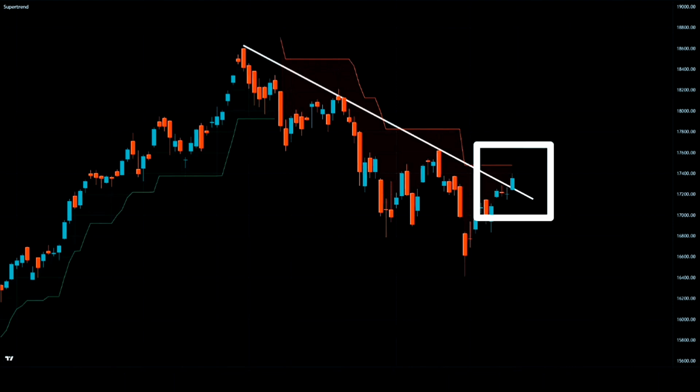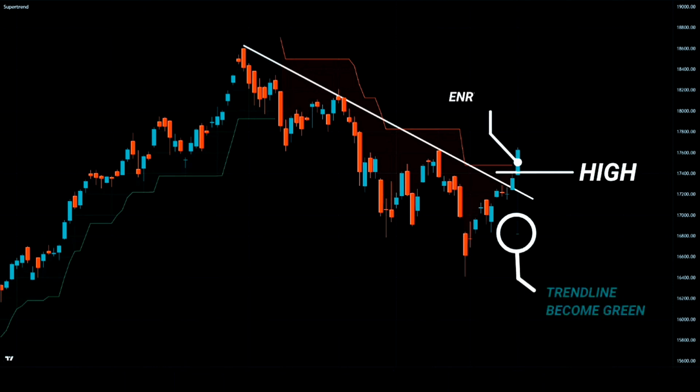At this point, you'll notice a green candle has broken the trend line. If any candle breaks the height of this candle and the Supertrend turns green, you can enter a buy trade here. Let's look at another example.